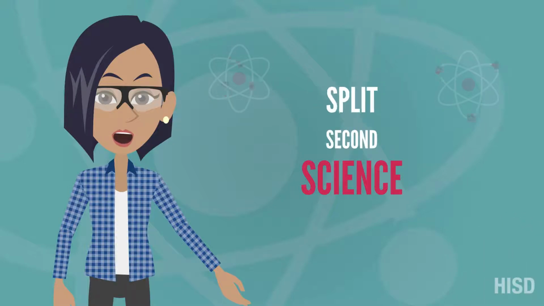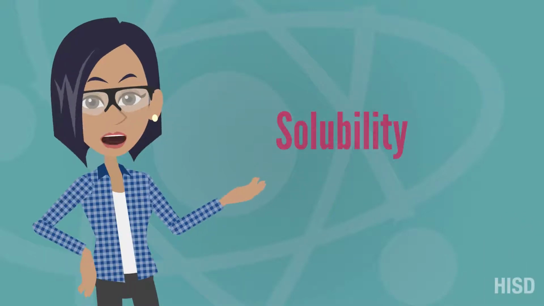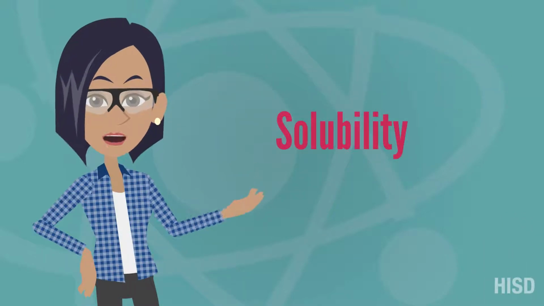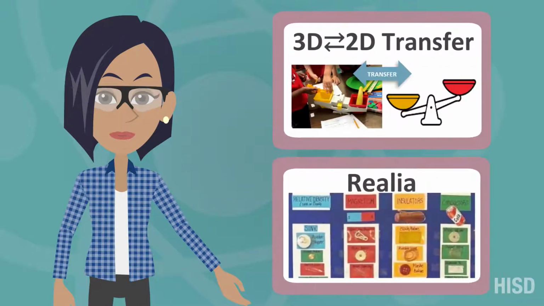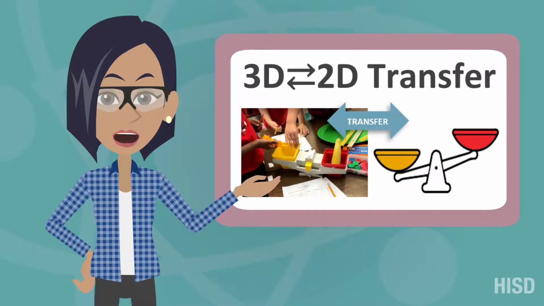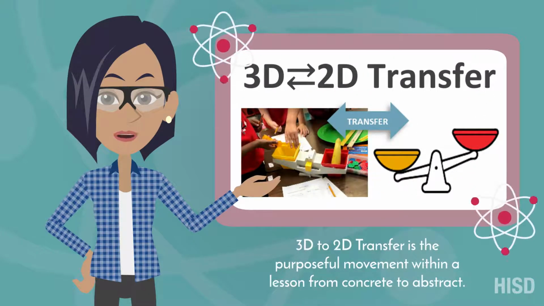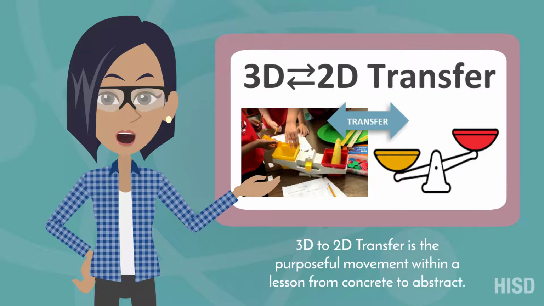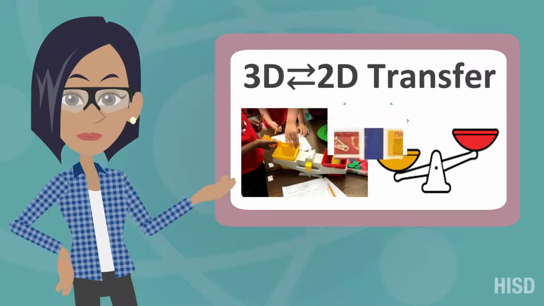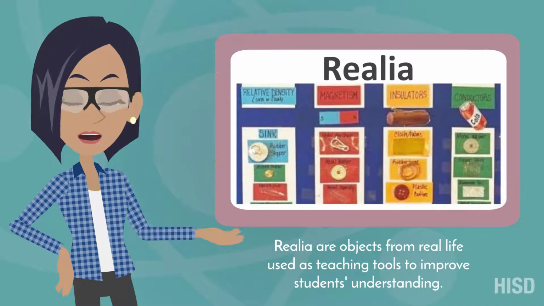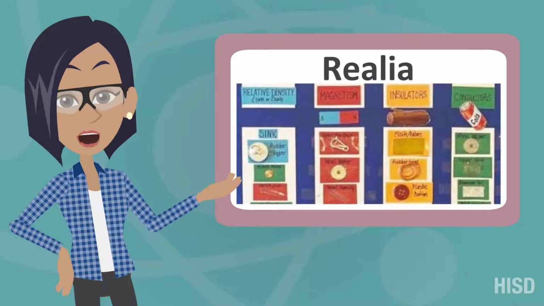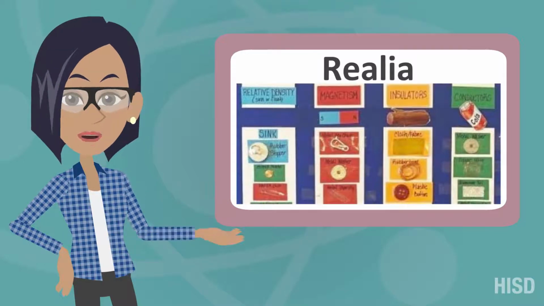In this video, you will explore and investigate solubility by implementing two of HISD's elementary science best three practices, 3D to 2D transfer and Realia. 3D to 2D transfer is the purposeful movement within a lesson from concrete to abstract. Realia are objects from real life used as teaching tools to improve students' understanding. Realia is often placed on bulletin boards and interactive word concept walls.